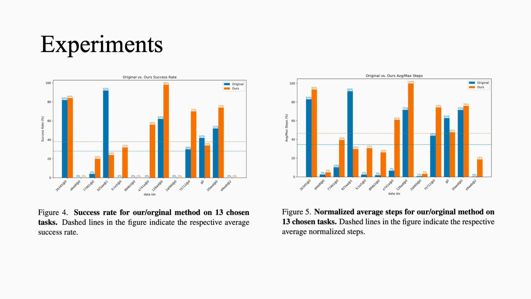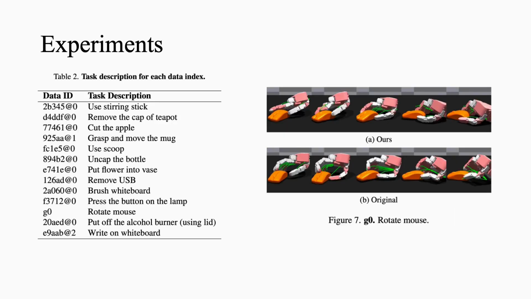Figure 5 shows the progress made before a task failure. Our average progress increased from 34.57% to 46.58%. This demonstrates that our changes improve the overall robustness and partial task completion of the policy, especially in tasks requiring delicate hand-object interaction. Here we show the detailed task description for each data index, and also some qualitative results.